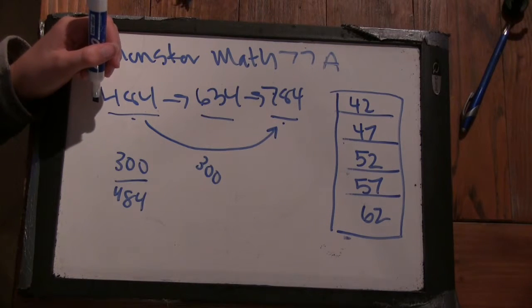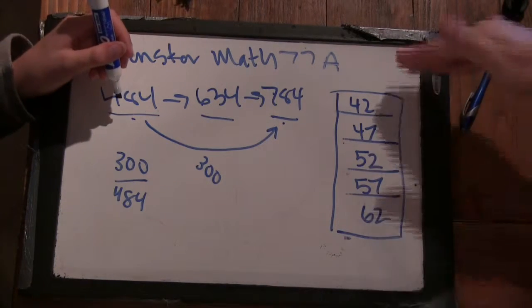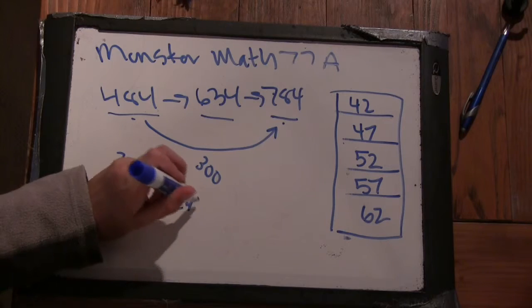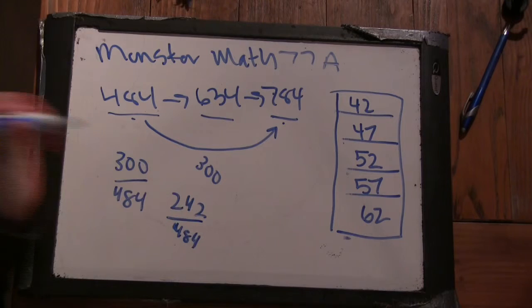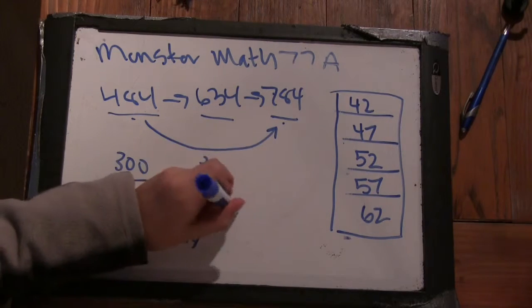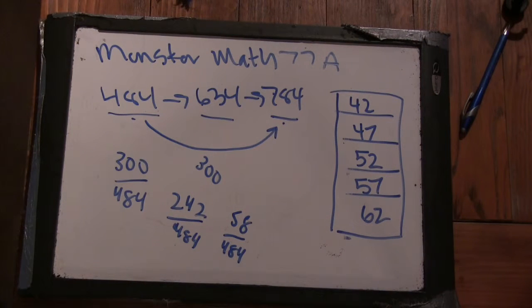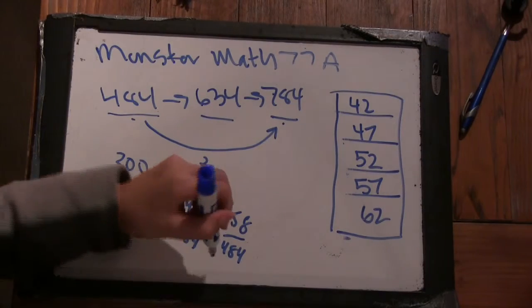And what can we say now about this number here, 300 over 484, as a percent? Well, it's definitely more than a half. Why? Because a half is 242 over 484. So it's more than a half, and it looks like it's going to be quite a bit more than a half. It's 58 over 484 more than a half, and 58 is more than 10%, because 10% is 48.4.